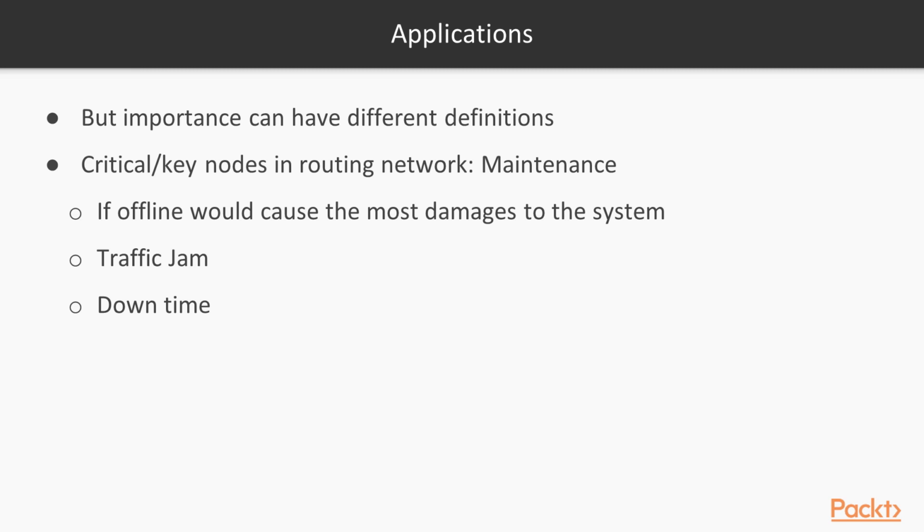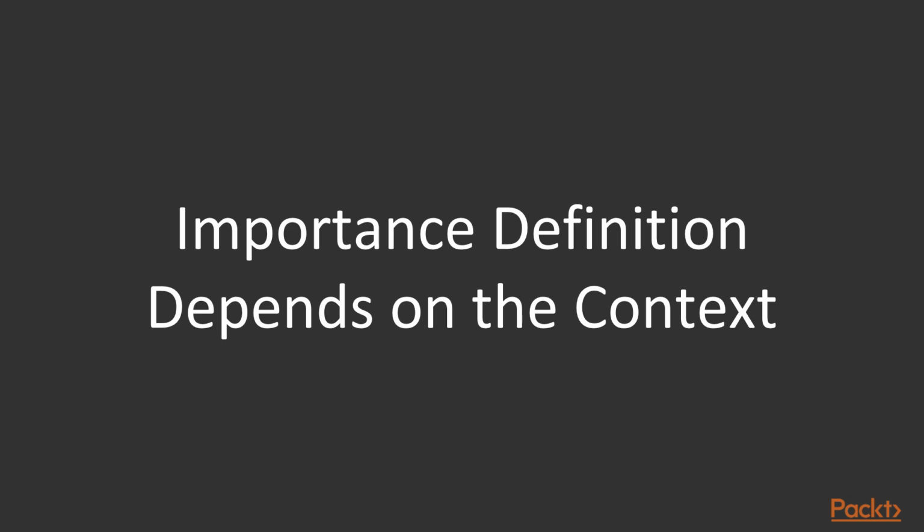For instance, in a routing network, you may want to know which nodes are the most critical ones. Critical here is to be understood in the sense that if these nodes are offline, they will cause the most damage to the whole system, such as traffic jams or downtime. So as you can see, the importance definition depends on the context and how you want to use this information.